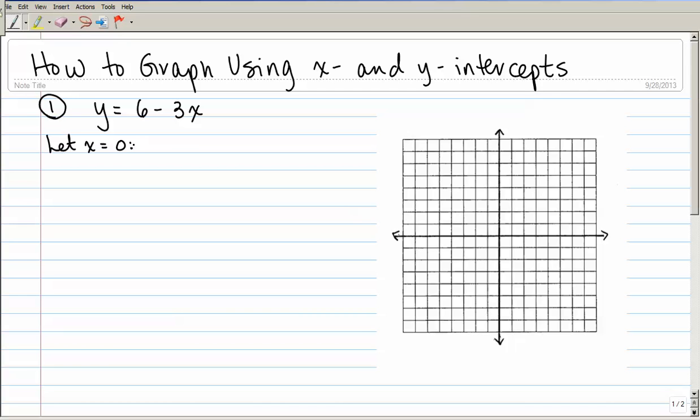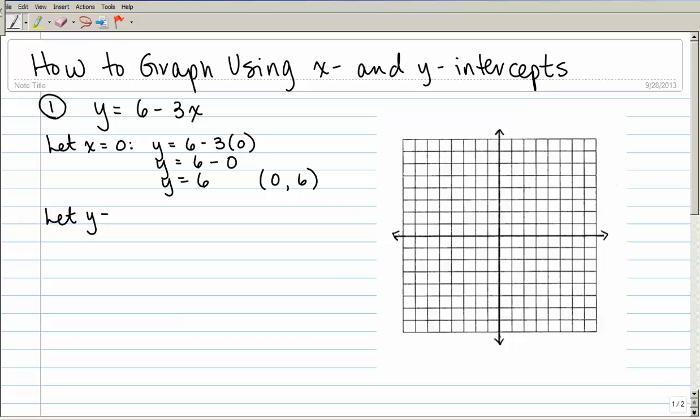So what I do is I plug 0 in for x into my original equation. So y equals 6 minus 3 times 0. I put in 0 for x. Now let's solve that. So y equals 6 minus 3 times 0 is 0, or y equals 6. That means in this equation, when x is 0, y is 6, and that actually gives me the y-intercept, or the point 0, 6.